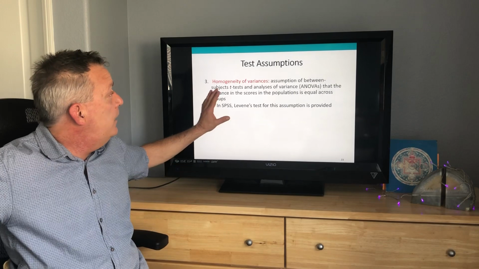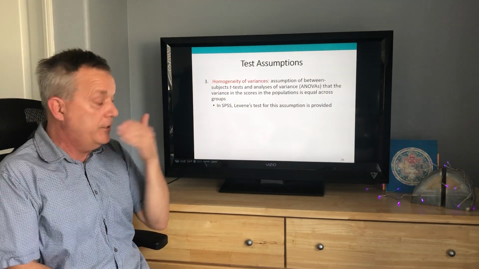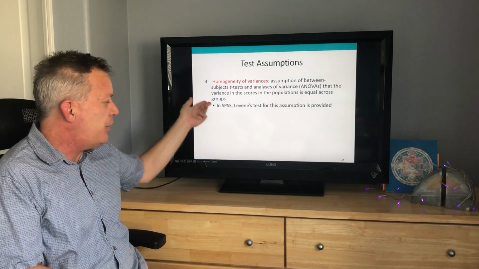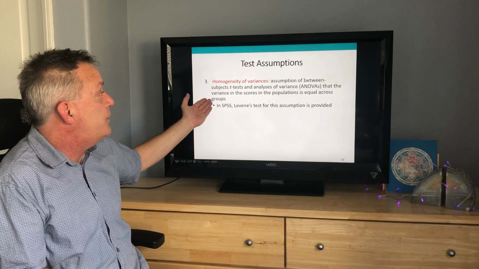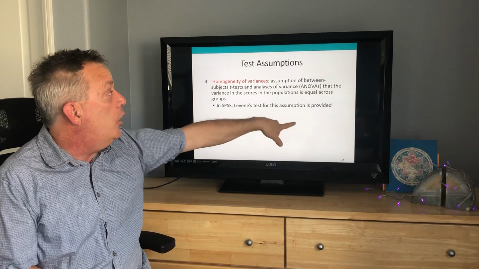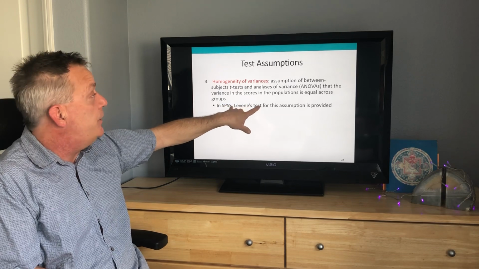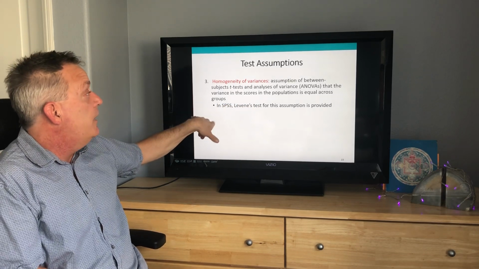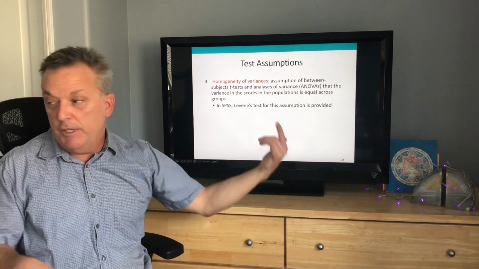And then a new test assumption that you're learning for this chapter is called the homogeneity of variances. It's an assumption of between-subject t-tests and ANOVAs, analysis of variance, that the variance in scores in the population is equal across groups. In SPSS, Levene's test for this assumption is provided.